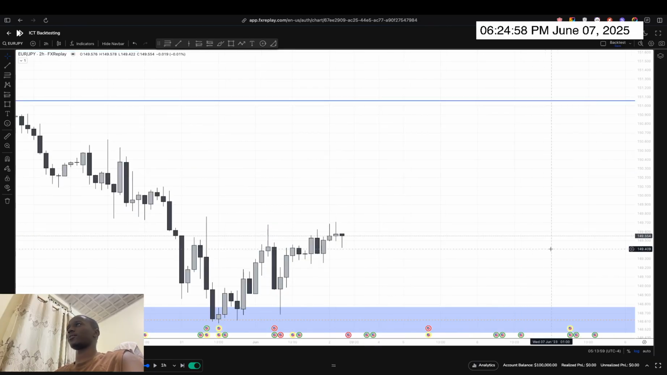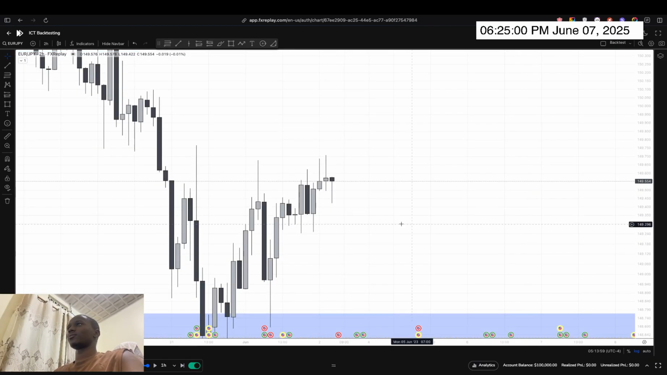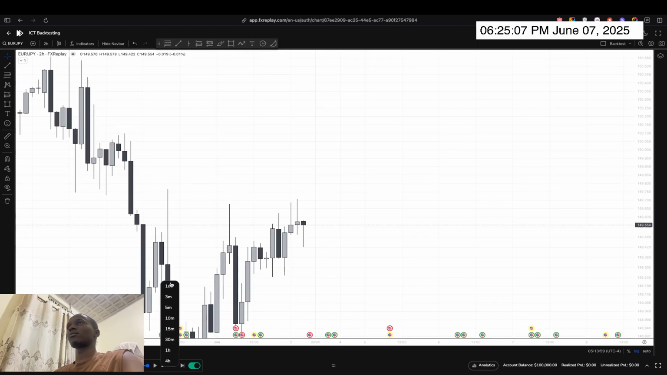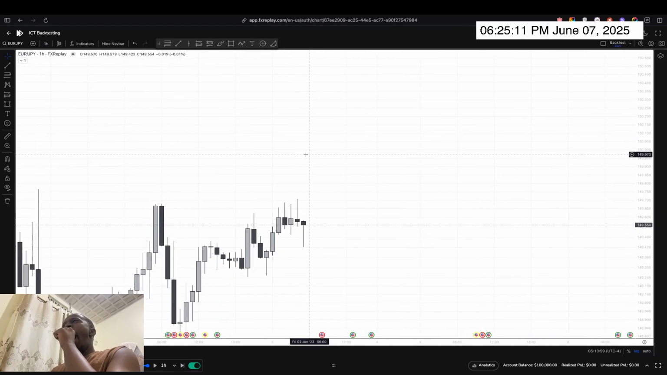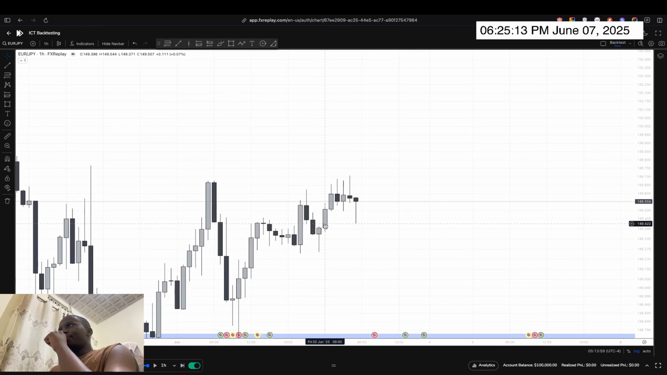So 2-hour, how does the 2-hour look? The 2-hour created an inversion right here. We tested it and then pushed higher. The 1-hour, nothing big, just a fair value gap reaction, and you can see that we are pushing higher and higher.